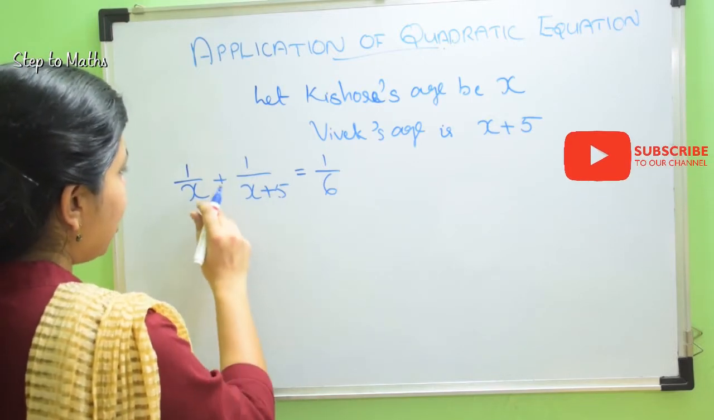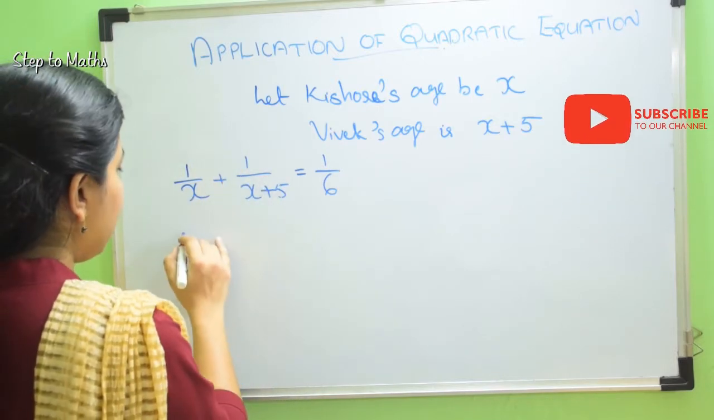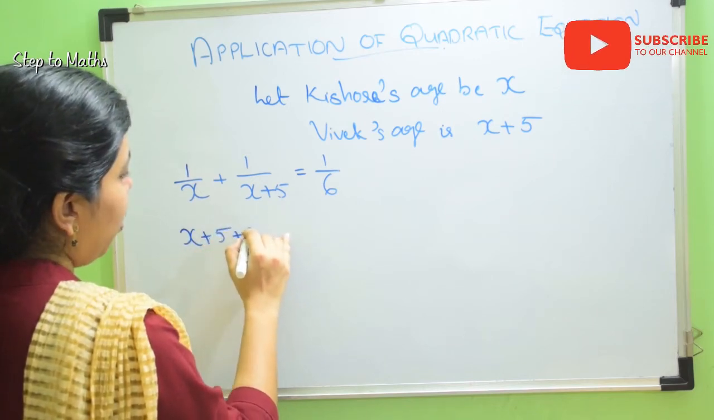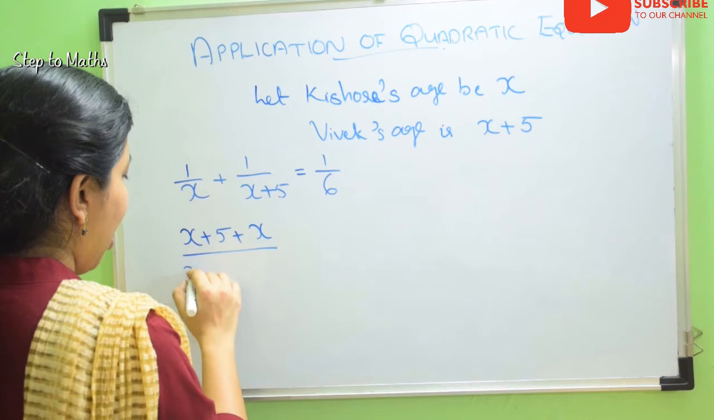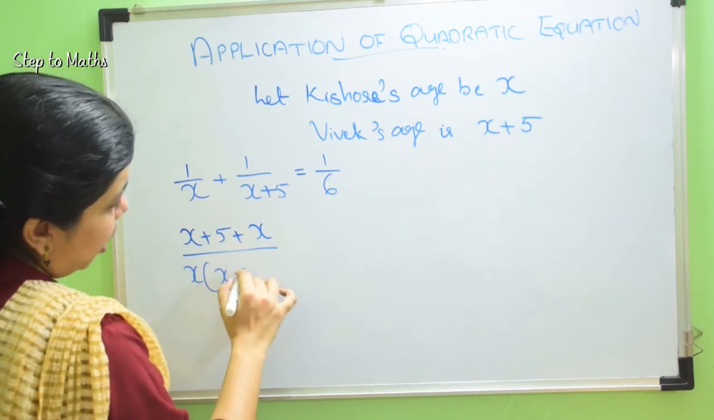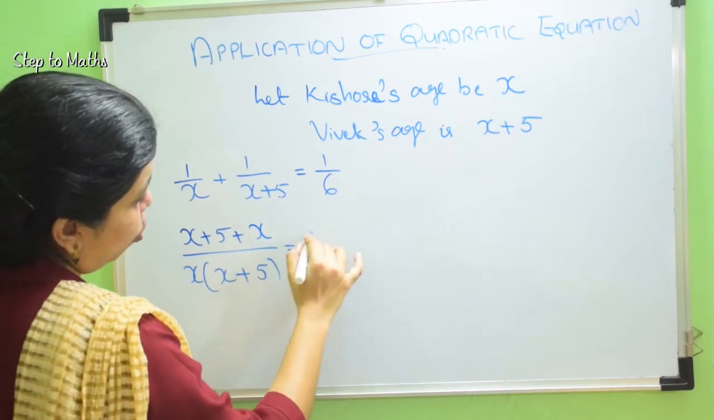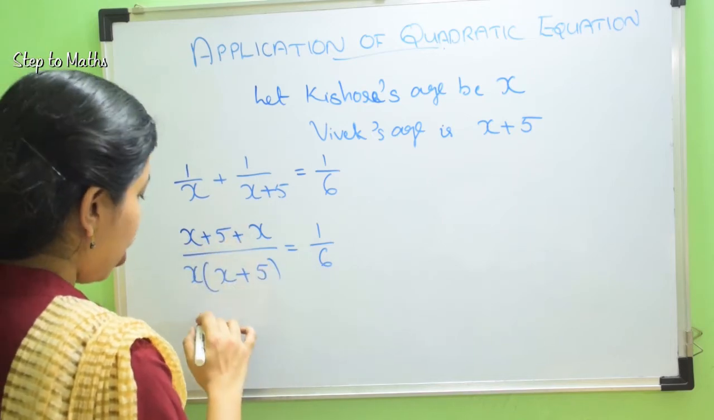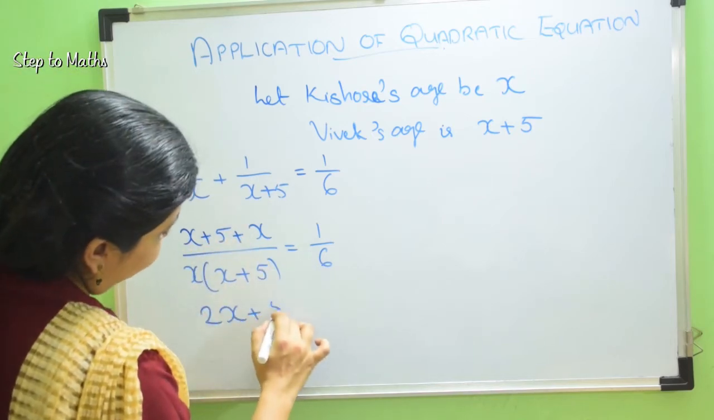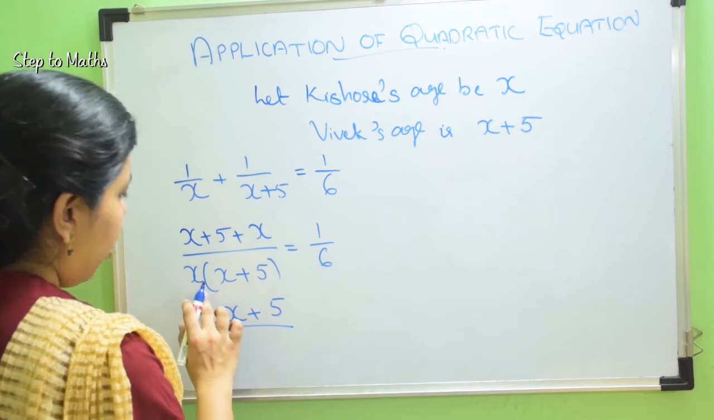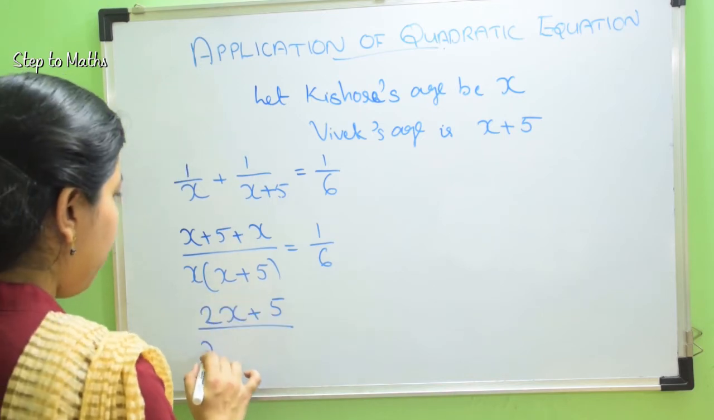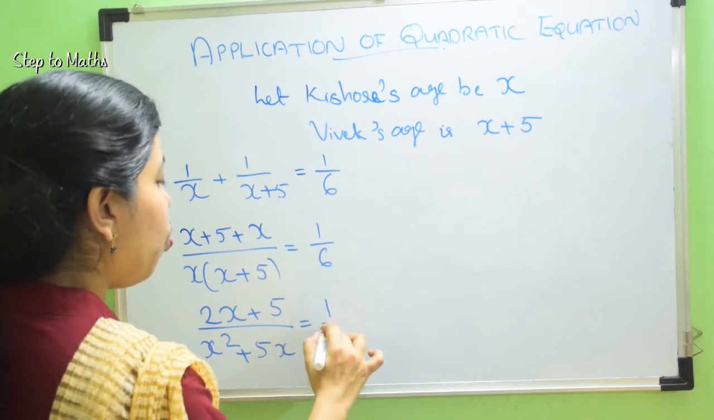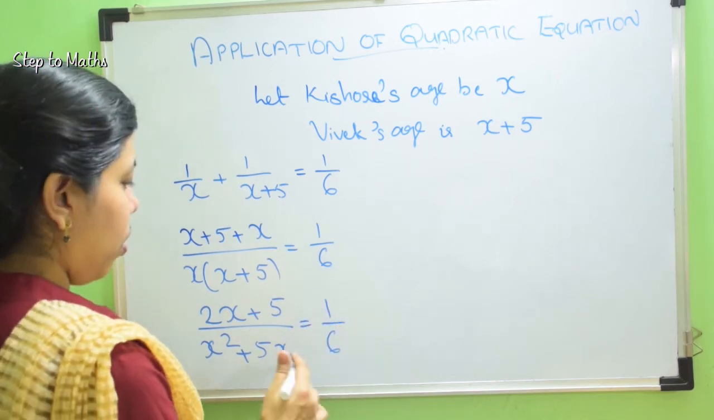So, we can write this as 1 by x plus 1 by x plus 5 is, take the numerators, 1 into x plus 5 plus x, by x into x plus 5, equal to 1 by 6. X plus 5 plus x means 2x plus 5. By, if we remove this bracket, this becomes x square plus 5x, equal to 1 by 6. Okay.